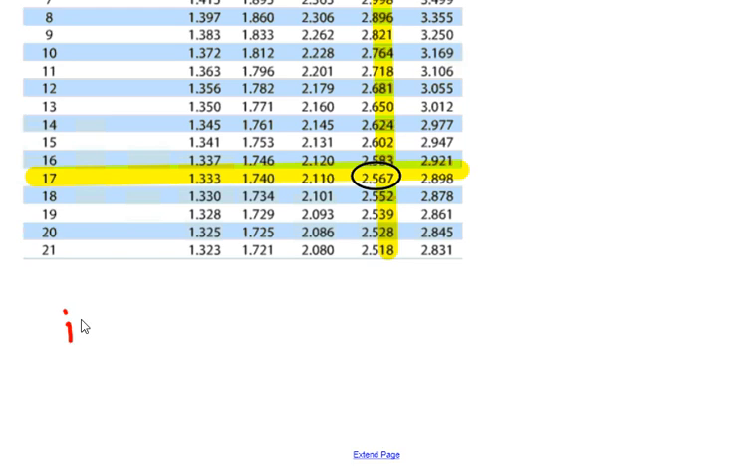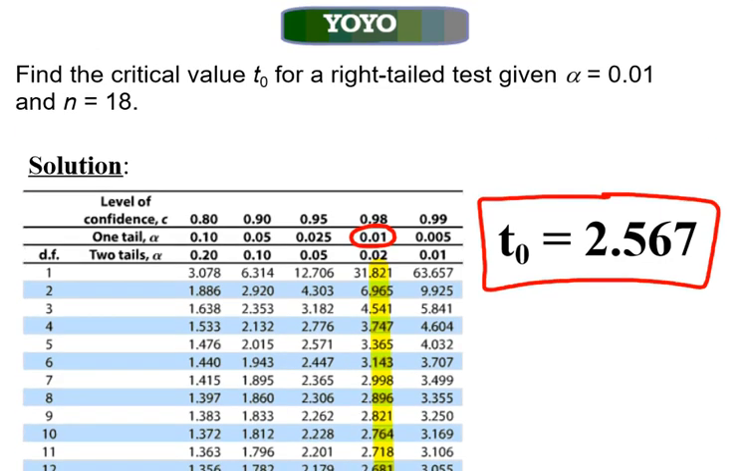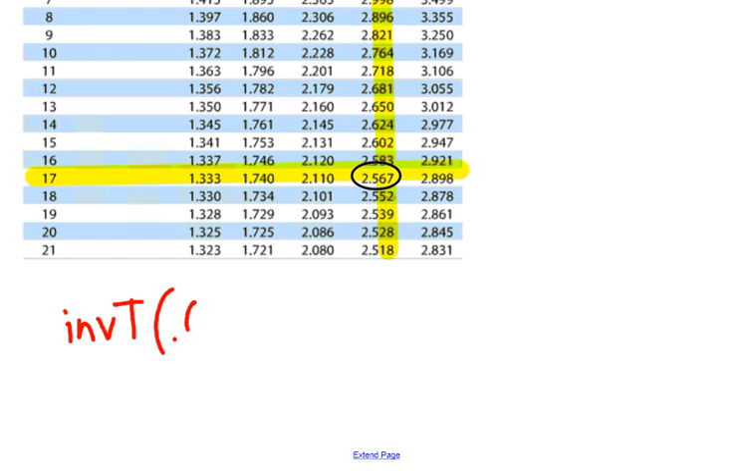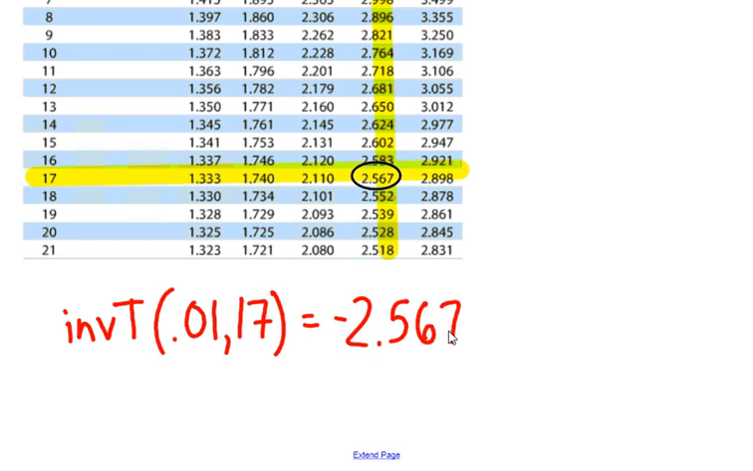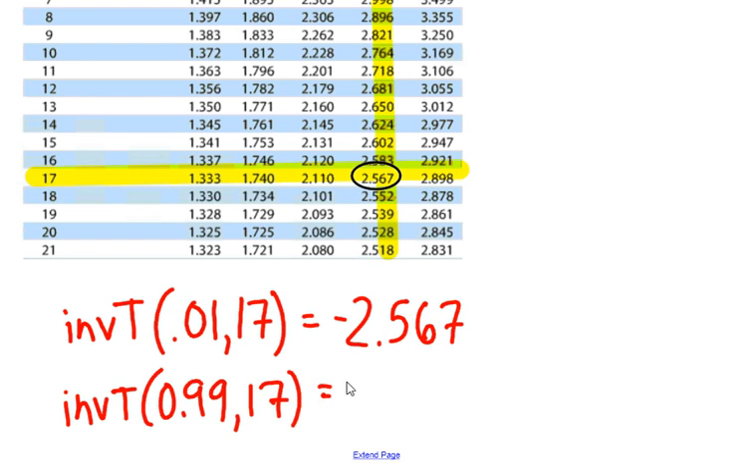If you use inverse t, there's two ways you can do this. You can assume it's a left tail test and then just take the positive. So if we want 0.01 with 17 degrees of freedom, it would output negative 2.567. Then I would know that I'm really looking for the positive because I'm doing a right tail test. Or you do inverse t with 0.99 with 17, and it would output for you the positive 2.567.